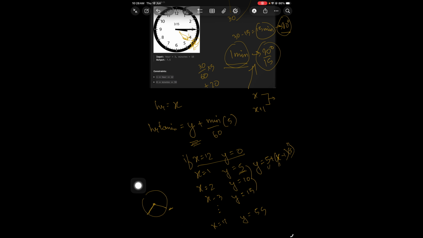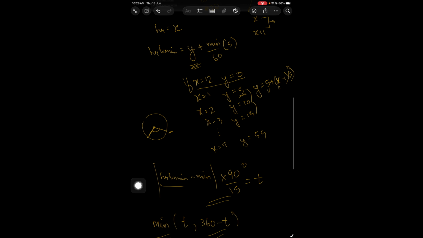Their absolute difference into 90 by 60 will be the t, and another one will be 360 minus t. Now whichever one is minimum, we will take that. Let's look at the code next.